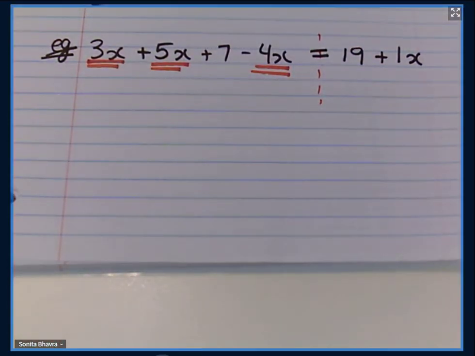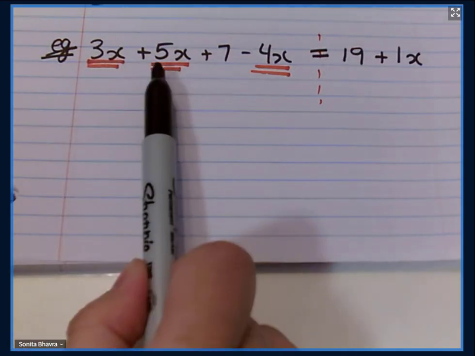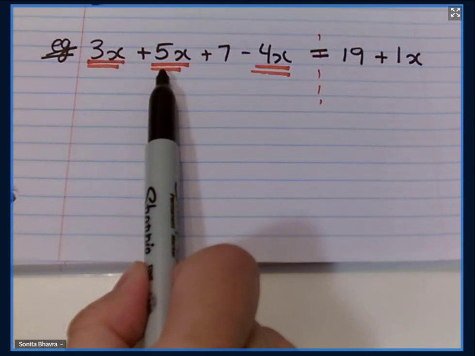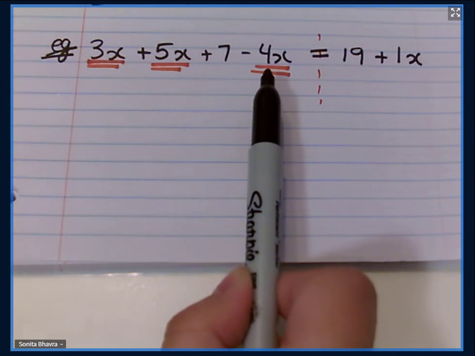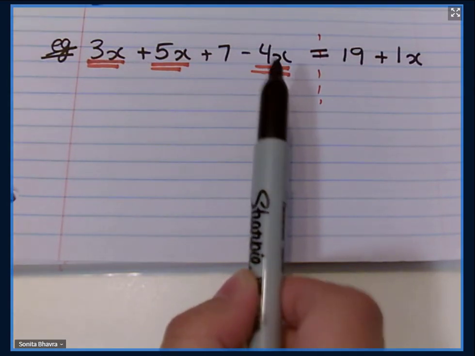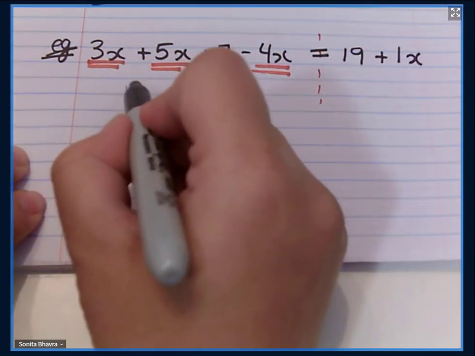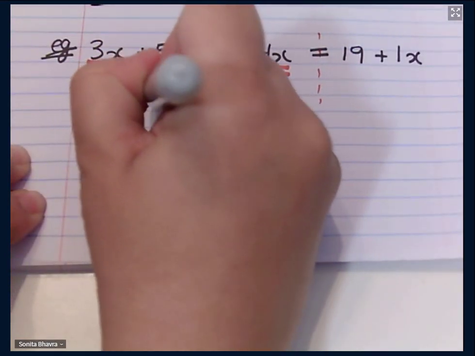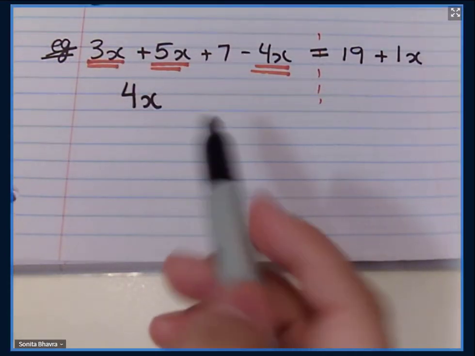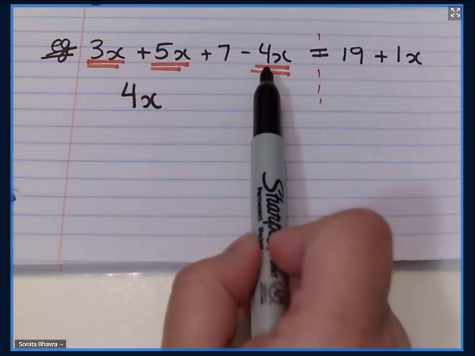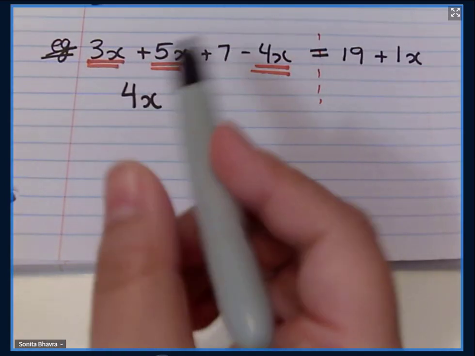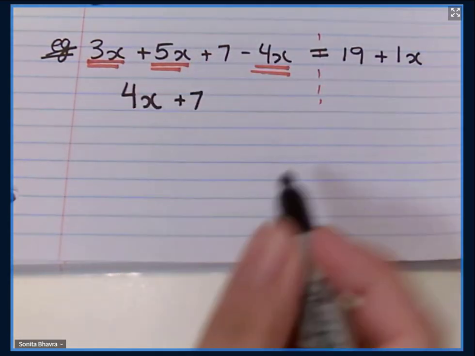Just like if you were adding or subtracting. So 3x plus 5x, that's 8x. 3 plus 5 is 8. And then 8x minus 4x gives me 4x on the left-hand side. All I've done is collect these three terms, the 3x, the 5x, and the negative 4x. I still have the plus 7, so I'm just going to bring that down.